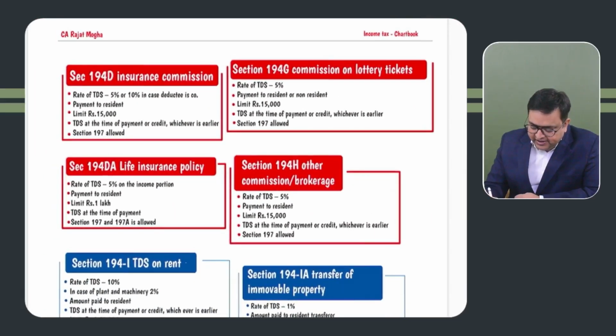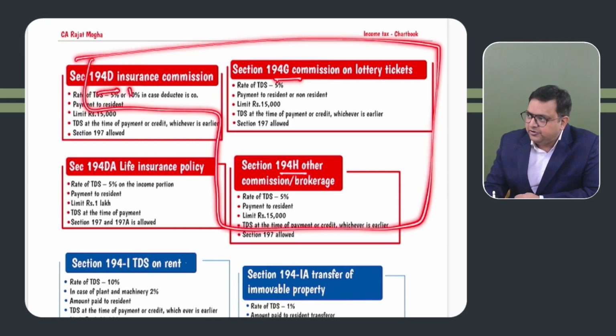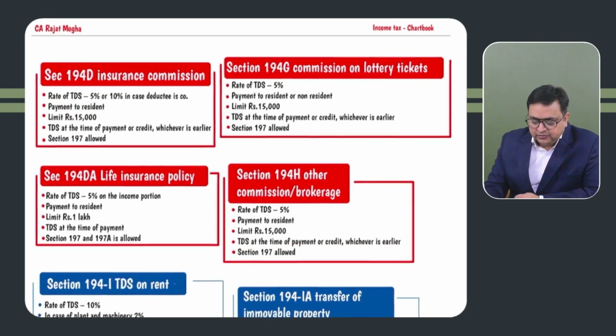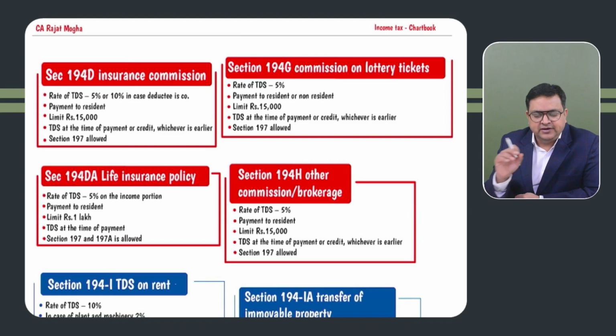Next section 194D, 194G, and 194H. All these sections are mostly related to commission and brokerage. So the threshold limit would be 15,000. In all these three sections, the threshold limit is 15,000. Rate of TDS is generally 5%. In 194D, for very rare cases, it is 10% also. Okay. 194D, this is insurance commission.